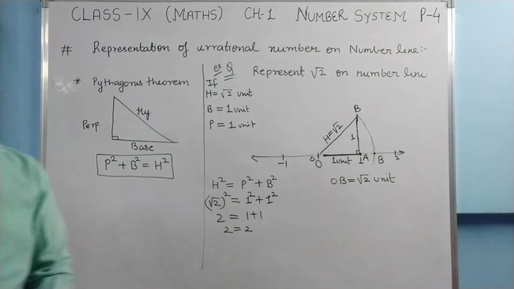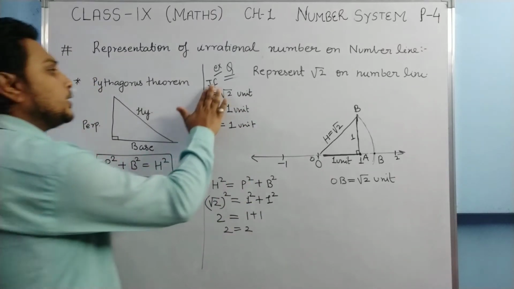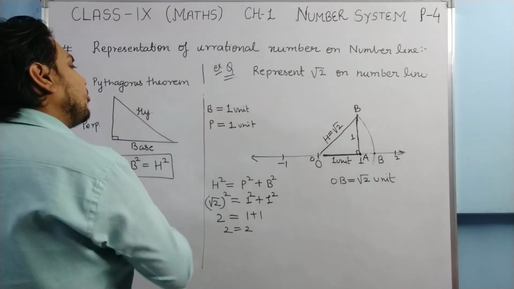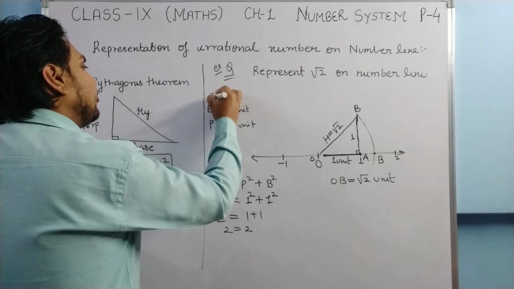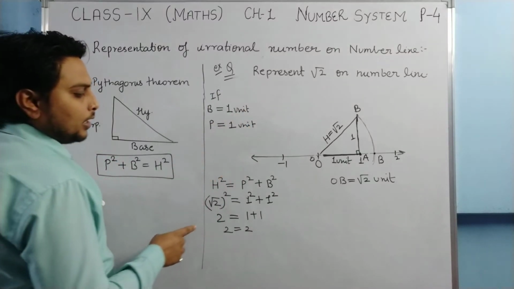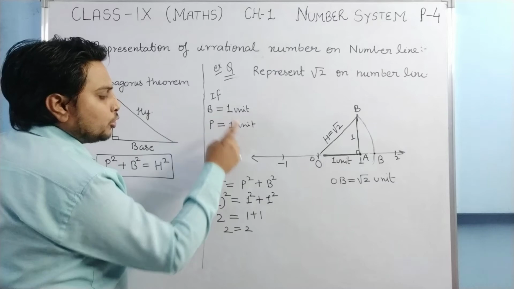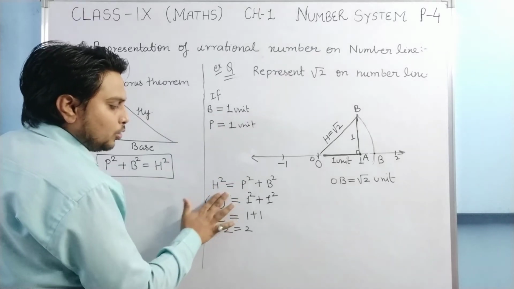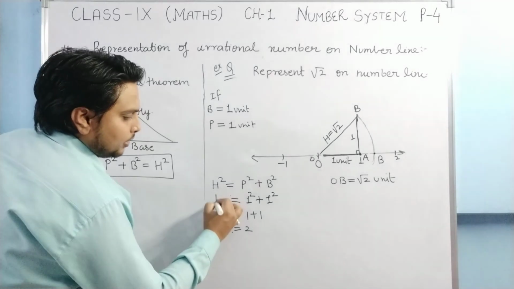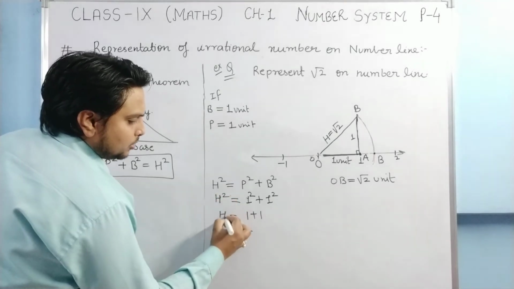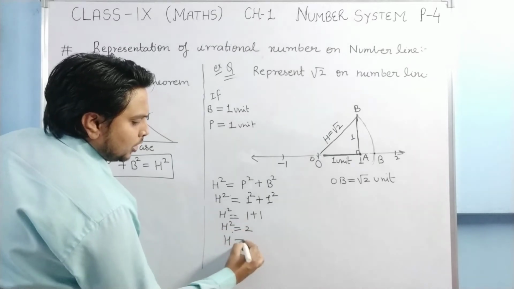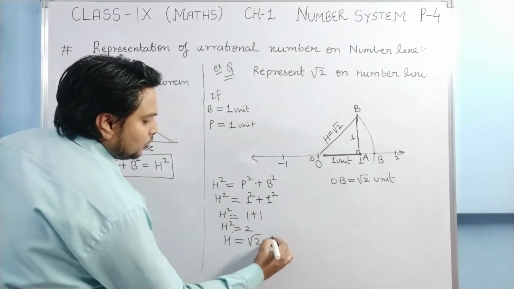What was the procedure? One more time I am going to tell you. See, we have to put the values of base and perpendicular such that the hypotenuse should come as under root 2. Okay, so see, here I am going to write in the proper way. It is hypotenuse square, so hypotenuse square is equal to 2. So hypotenuse will be what? Under root 2 units.